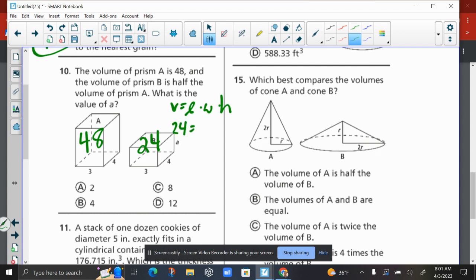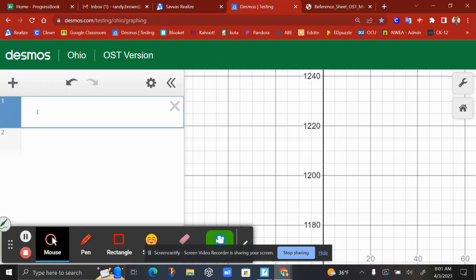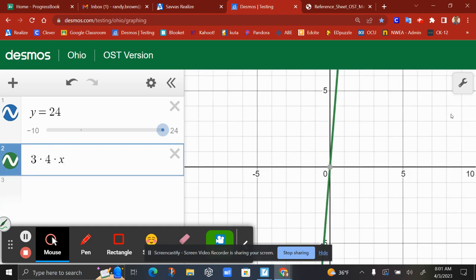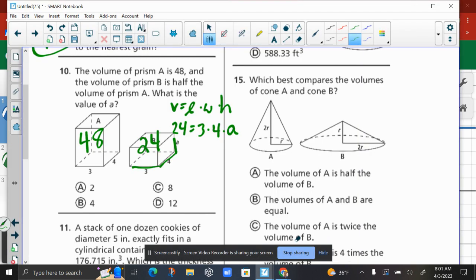24 is our volume. The length is 3 times the width 4 times the height A. Most of you can solve that. I'm gonna still do good old Desmos because it's just easy. So y equals 24, the left side equation, 3 times 4 times, instead of A, I'm using x. And then I'm just looking to see where these two cross. So zoom out, and we can see our answer is 2. So x equals 2.